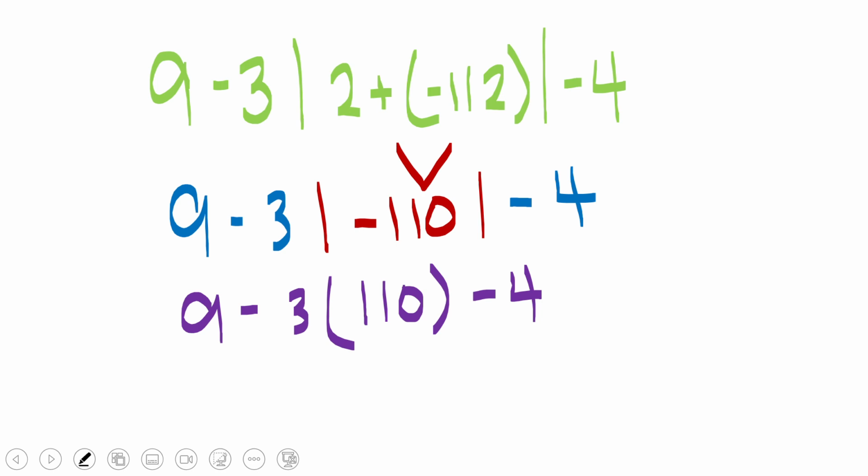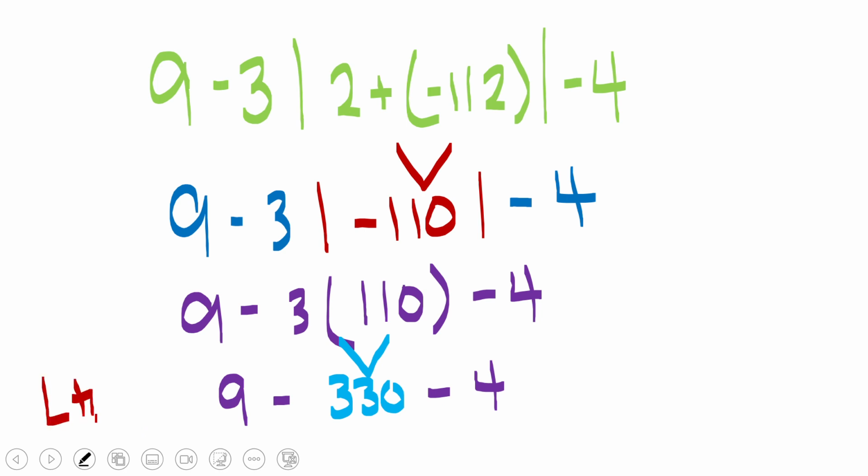Okay, now we have multiplication. So 3 times 110 is going to be 330. And around it we have a 9 minus 4. Okay. And so we can say we're going to work left to right now because we have all subtraction. 9 minus 330, to rename that part, it's going to be a negative 321 minus 4.